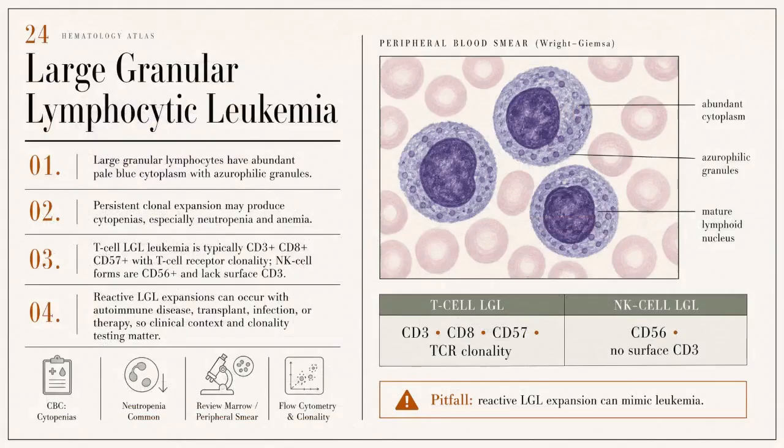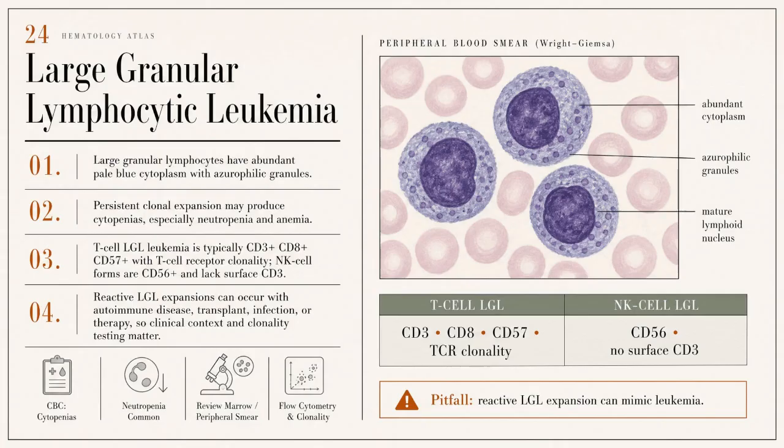As we transition into the topic of large granular lymphocytic leukemia, or LGL leukemia, it is essential to appreciate how this entity exemplifies the integration of morphology, immunophenotyping, molecular diagnostics, and clinical correlation, core competencies in histotechnology and hematopathology. LGL leukemia is a chronic lymphoproliferative disorder characterized by the clonal expansion of large lymphocytes that contain distinctive cytoplasmic granules.